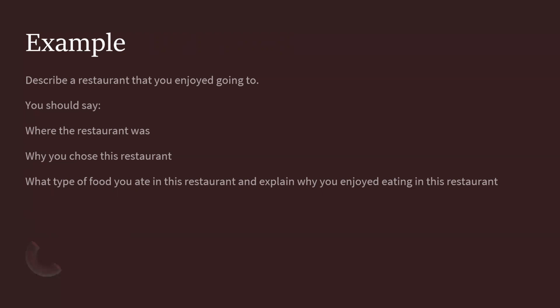So here is a cue card. Describe a restaurant that you enjoyed going to. You should say where the restaurant was, why you chose this restaurant, what type of food you ate in this restaurant, and explain why you enjoyed eating at this restaurant. Next, I'll be describing different sections that you can divide your speech into for IELTS task 2, so that you'll be able to speak for 2 minutes on exam day.